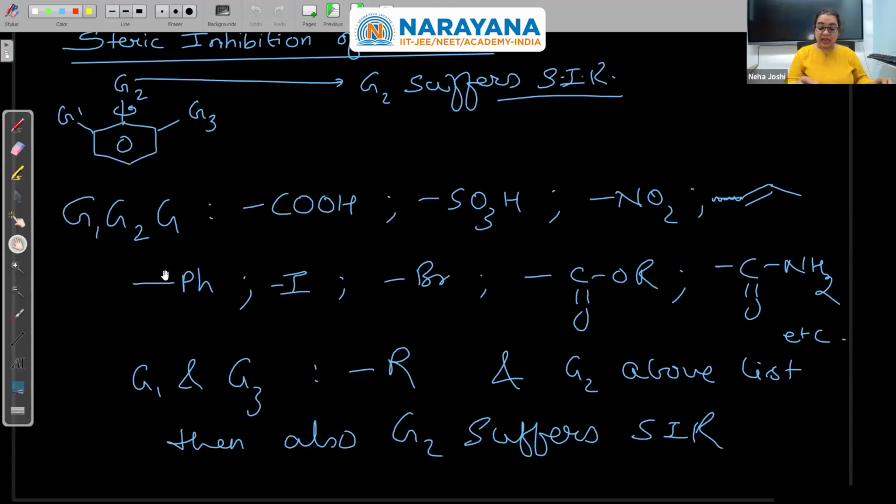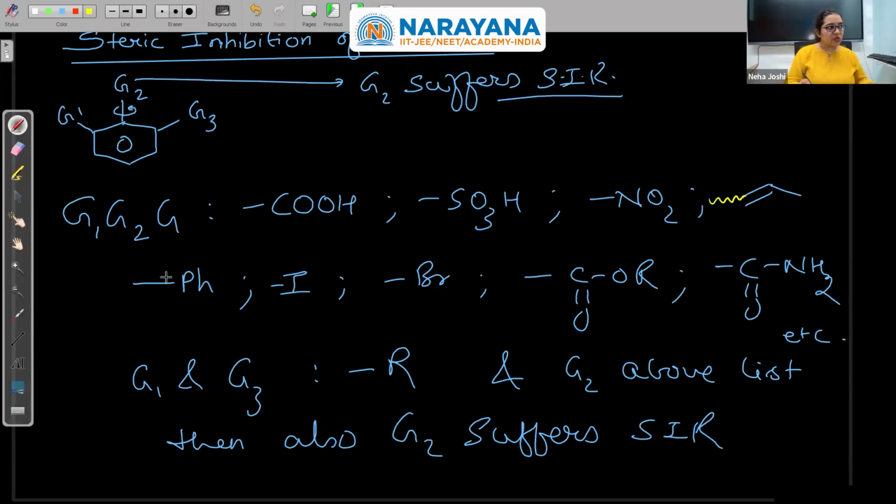Now the point is, this is very, very specific to group behavior. If these groups are any one from this list, the bulky, big ones which will have steric collision, acid, SO3H, NO2, this type of alkene. Now, what I want to say is this. From here, it is connected to the benzene.